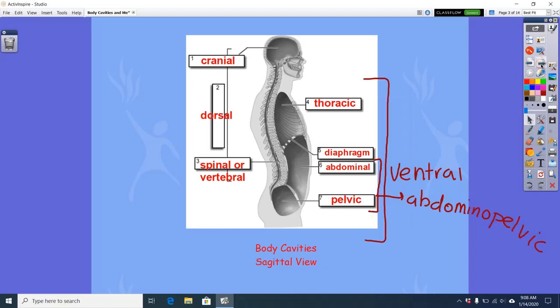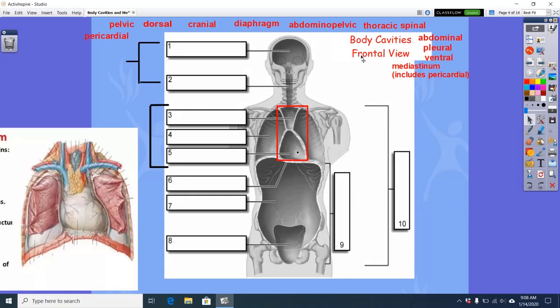Now, if we look at this from the front view, okay, so if we take a frontal section of the cavities of the body, you can see there's a little bit more going on in the thoracic cavity. The easy one is the dorsal body cavity, because it's only split up into two parts, your cranial cavity and your spinal cavity. But in the front, or the ventral body cavity, there's a little bit more going on. And so we'll first start with the abdominopelvic cavity, because that's the easier of the two, and then we'll come in here and work on the chest cavity.